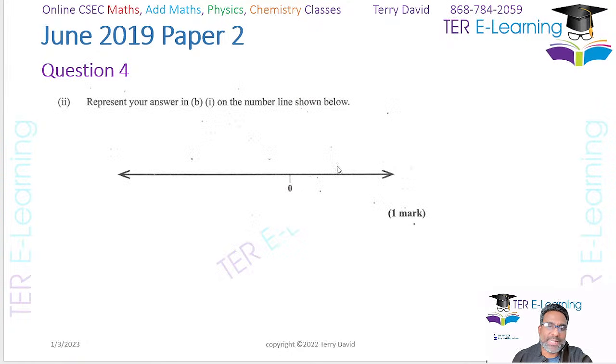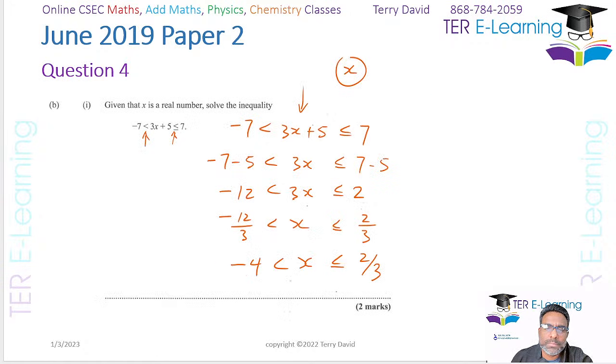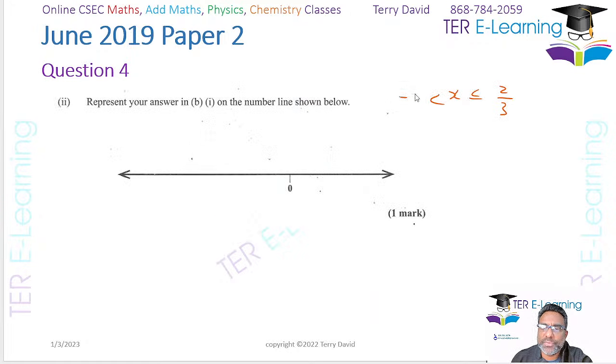And they want us to represent this on a number line. So let's mark minus 4 here. They put in the 0 for us already on the number line, so I need to put where minus 4 is. I'm going to put a circle here and write minus 4. And then I need to put in 2/3, so I'm going to put a circle here and write 2/3.